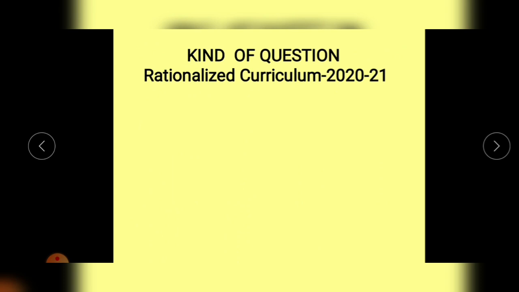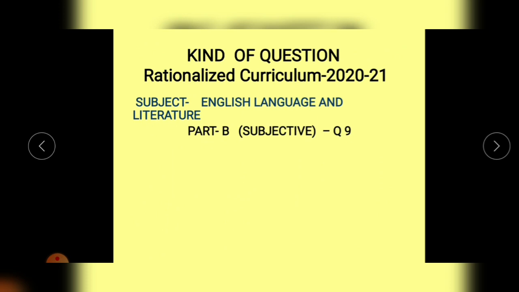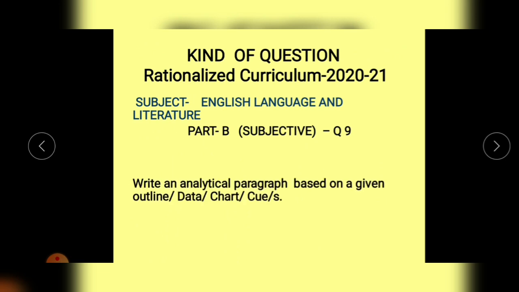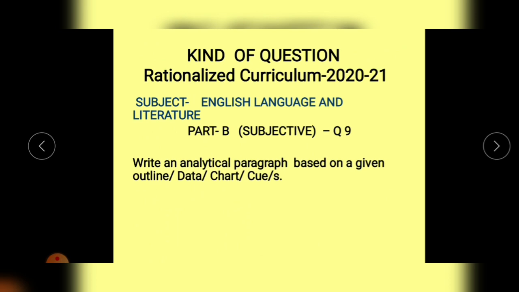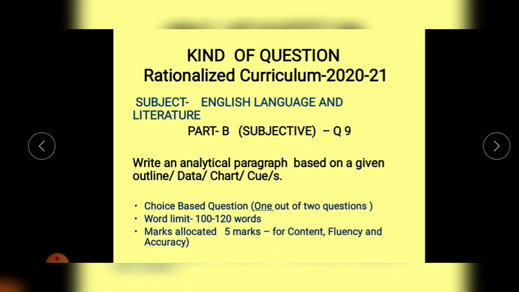Let us see how you are going to be tested in your examination. As per the rationalized curriculum of 2020-21, it's going to be part of your subjective paper, appearing in part B as question number 9. The question will be worded as: write an analytical paragraph based on a given outline, data, chart or cues. The best thing here is it's a choice-based question.